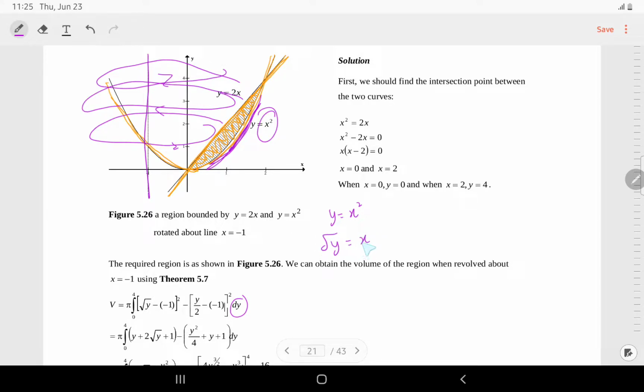So we have made x the subject. So we put the square root of y here, and then minus k. Our k is negative 1 here, so minus negative 1. And then this is the left function, the straight line. Its equation is y equals 2x, but we cannot put 2x here because we are integrating by dy. So we make x the subject: y over 2 equals x. So we put y over 2 here.